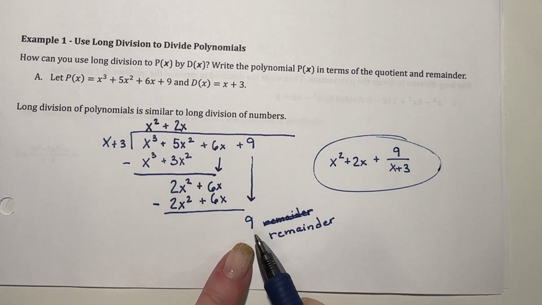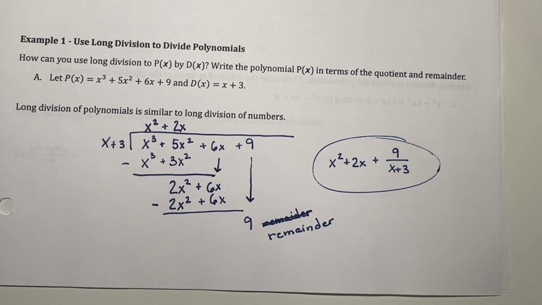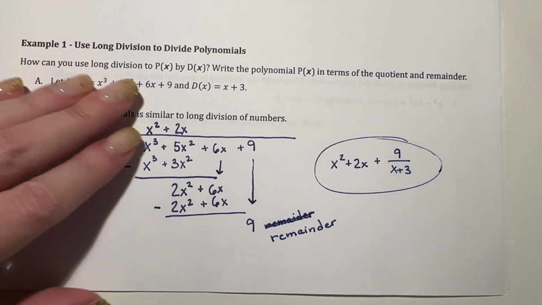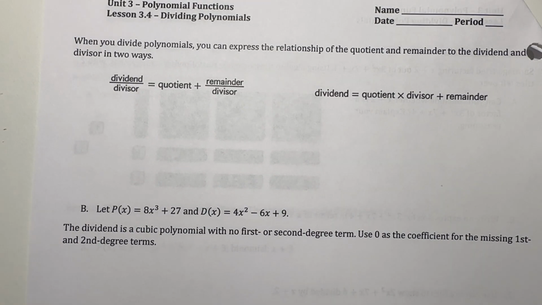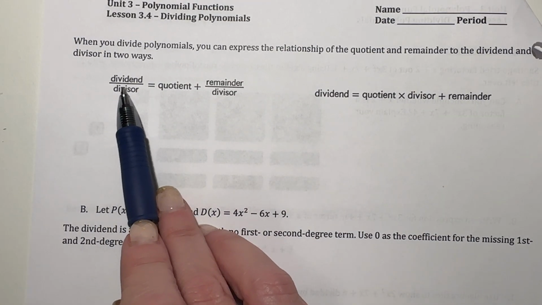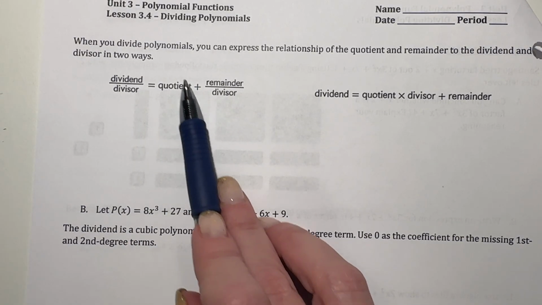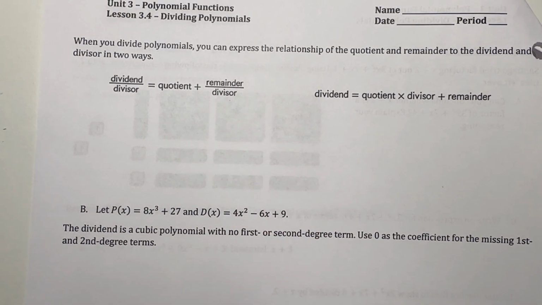What if there is no remainder? Then you don't have to write this little fraction at the end. You just leave it. Let's try another one. I'm going to flip over to this. Oh, now I got a little vocab. All right, so you've got your dividend over your divisor, and that's going to be equal to your quotient plus the remainder over the divisor.